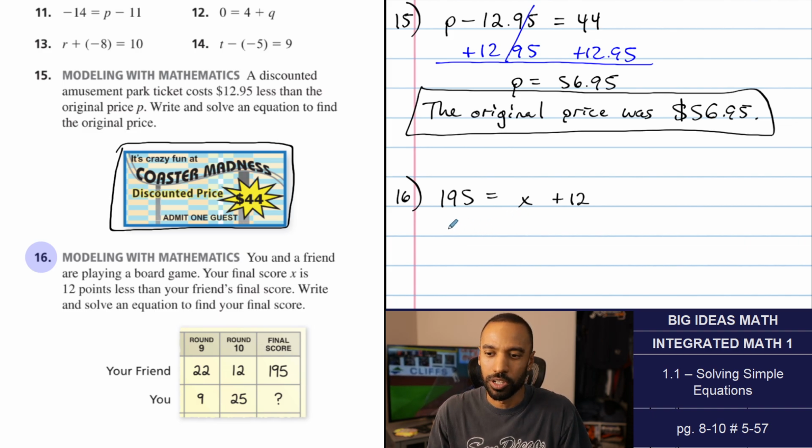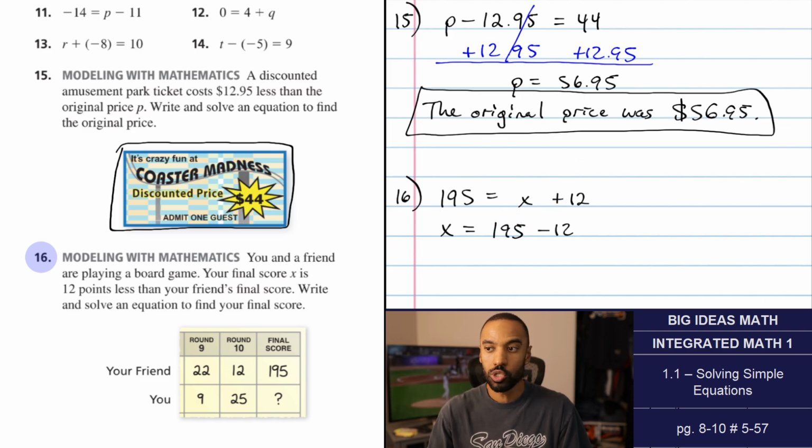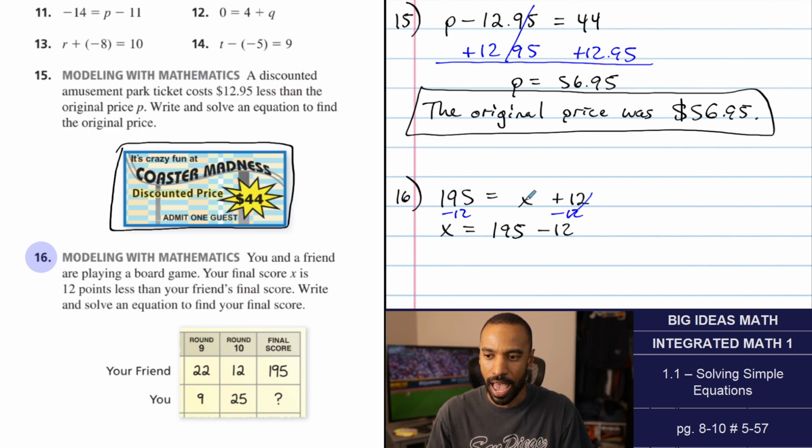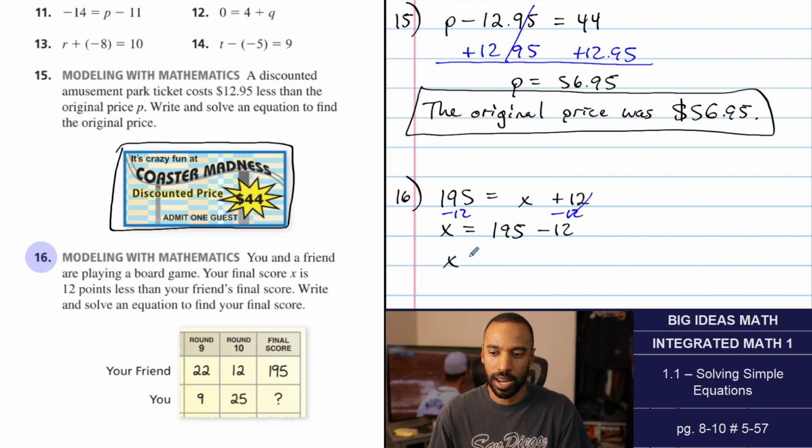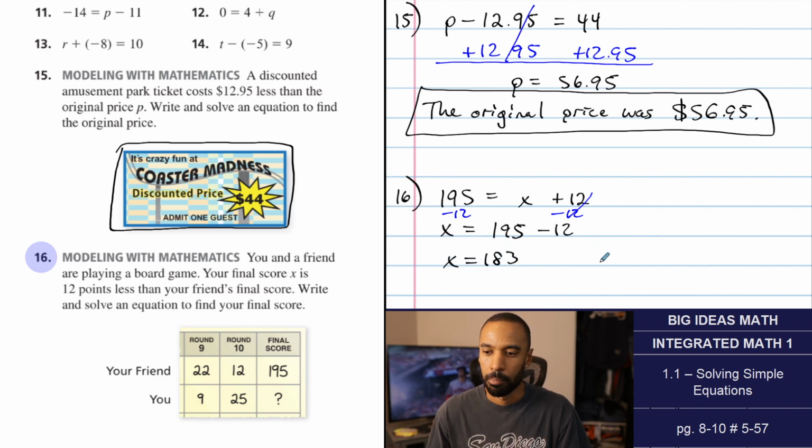So what you could do also is say our score is 12 points less than my friend's score, like that, which is what we would do, right? Subtract 12 from both sides. What do we end up with? X equals 195 minus 12. So we get there. Now that answer is 183. My final score is 183.